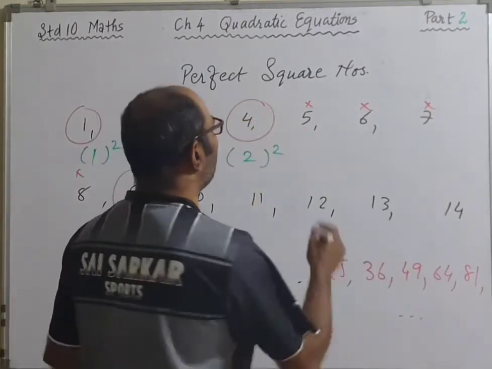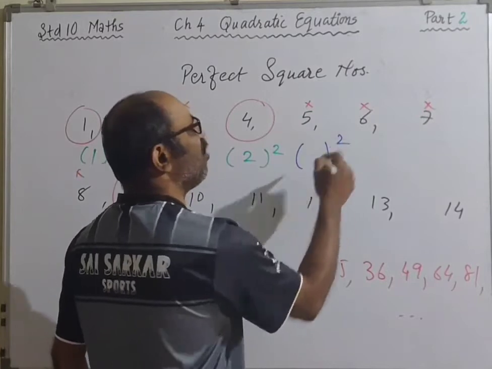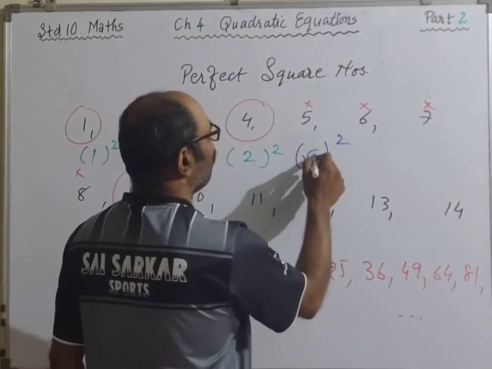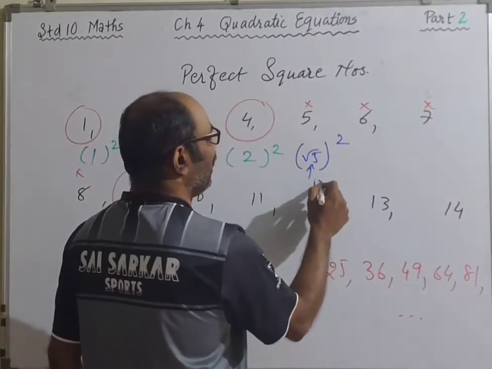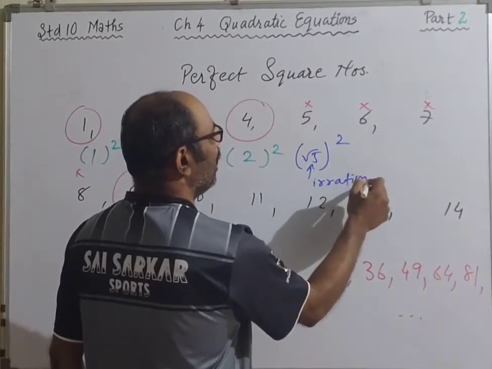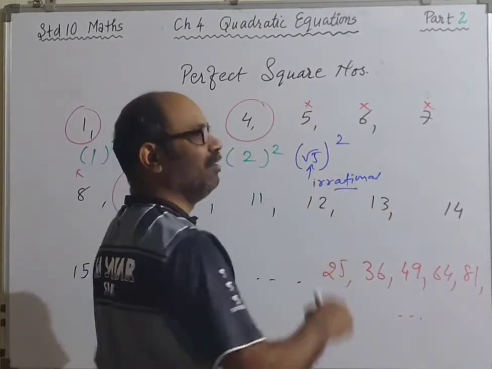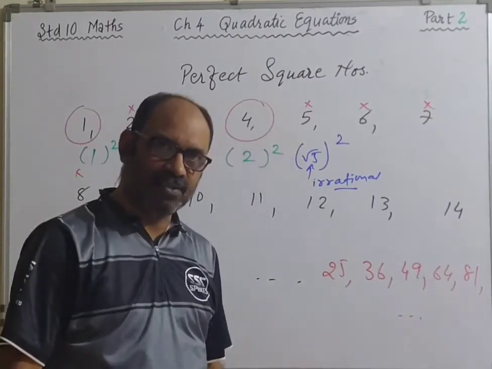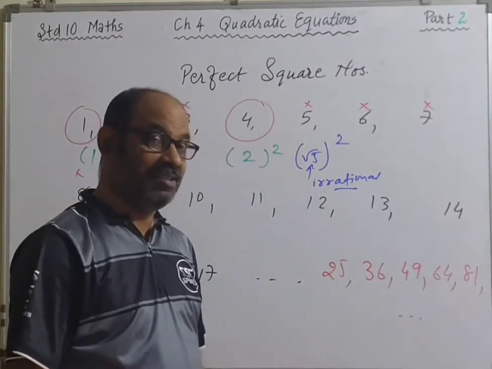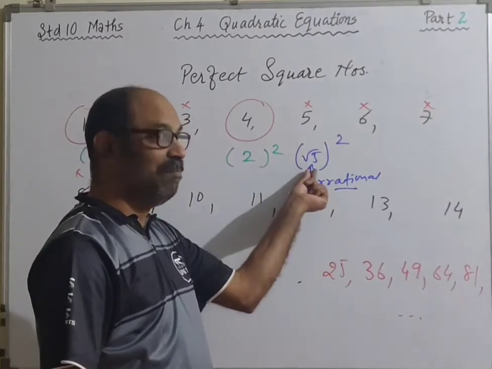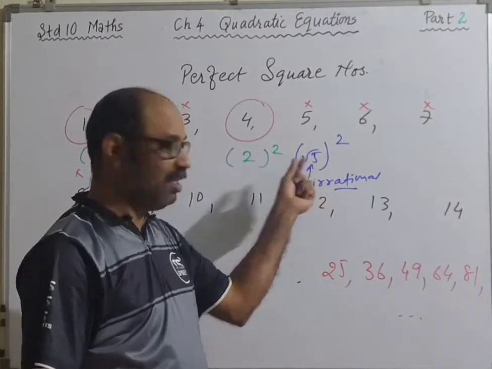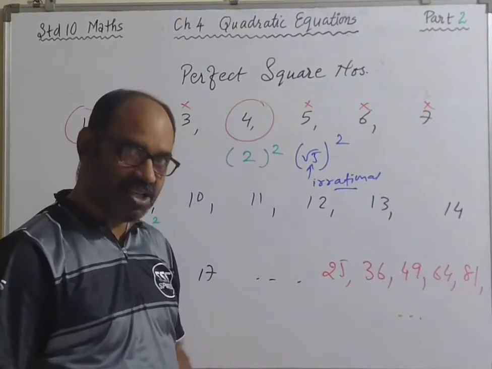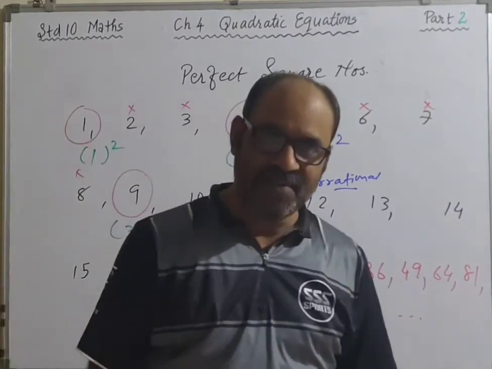You might say, sir, you can write this also, square of what? That is root 5. But I don't want this irrational number here. I don't want an irrational number inside. Alright, so we say 5 is not a perfect square. But if you want to represent it in square form, you can, but the base will be irrational. We need the base to be a rational number. Is that clear, children? Okay.